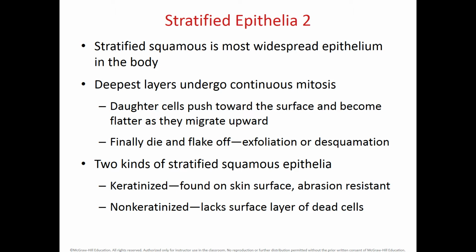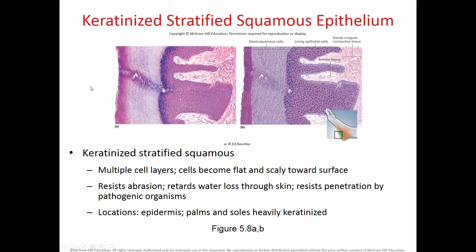We have one that has keratin, that is called keratinized, that we have in the skin surface, and it's abrasion resistant. And also we have another stratified squamous epithelia that is called non-keratinized, that doesn't have keratin, and it is located in places like the oral cavity. And this one lacks the surface layer of dead cells that we have in the keratinized epithelium.